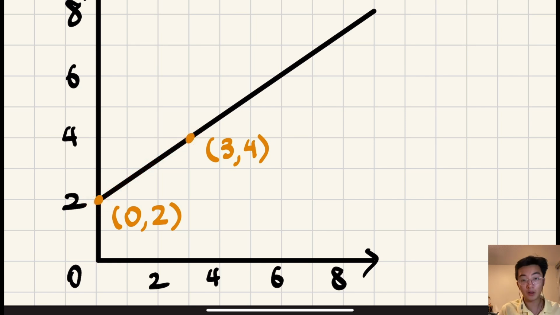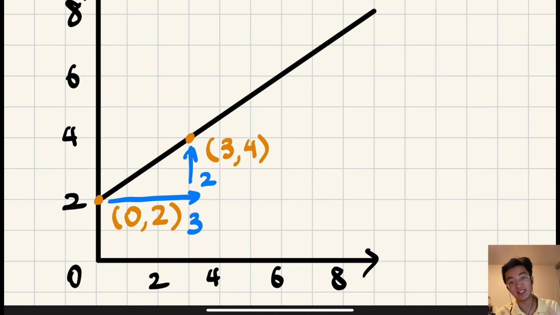Starting here now and going this way, to go from here to there, we are moving 3 spaces to the right. So 1, 2, 3. We're going 3 spaces to the right and then 2 spaces up. Therefore, the change in y is 2 and the change in x is 3.